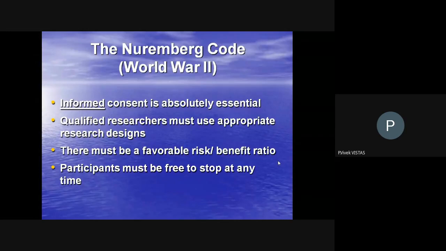Whenever you are going for a human trial, there should be a risk-benefit ratio. If the risk is higher and the benefits are less, it will not be approved, and taking it to a further stage is not advisable. So the benefit must always be higher and the risk lower; then it will be easier. Then, participants must be free to stop at any time. They are undergoing a trial, so at any stage they can stop. They have certain rights. This was framed by the Nuremberg Code at the time of World War II.